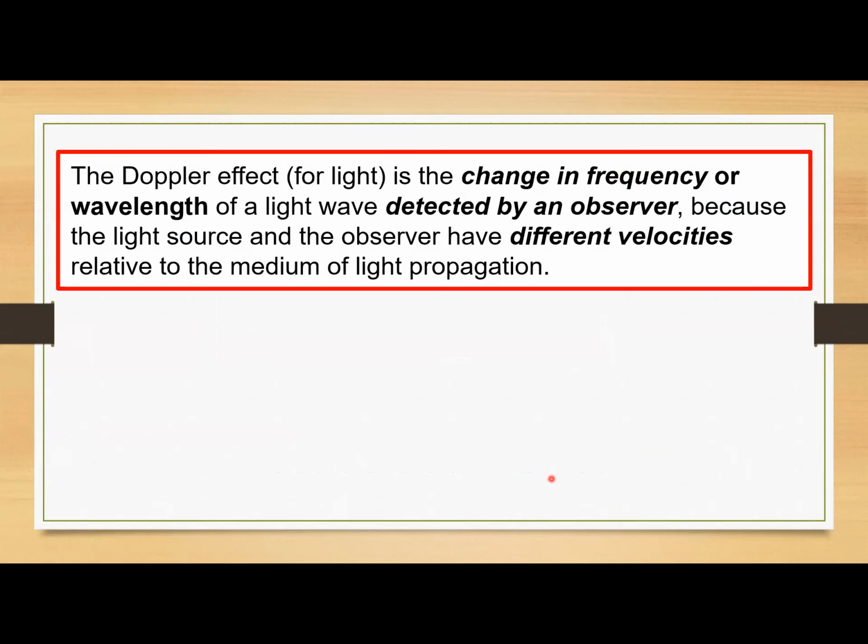Okay, so what is the Doppler effect for light? Okay, it is the change in frequency or wavelength of a light wave detected by an observer because the light source and the observer have different velocities relative to the medium of light propagation. Okay, so not sound propagation, we're talking about light. So it's light propagation, and it's not the pitch of the sound, it's the frequency or the wavelength.